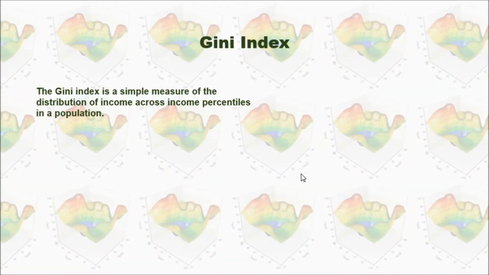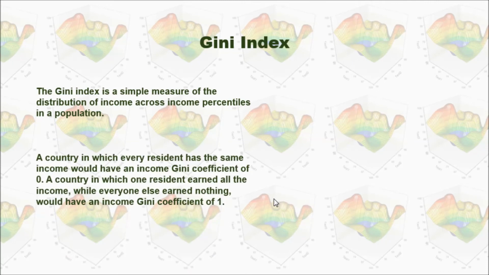Before we view our result, let me clarify one concept: Gini index. Gini index was originally designed to measure the distribution of income across income percentile in a population. If the Gini coefficient is 0, means every resident has the same income. If the Gini coefficient is 1, means one person earns all the income and everyone else earns nothing.